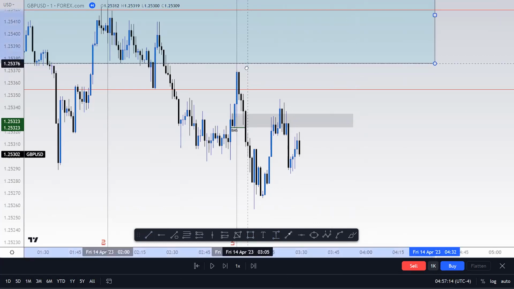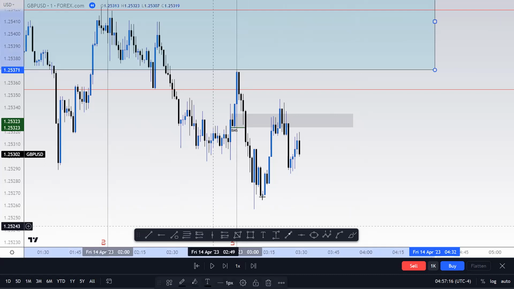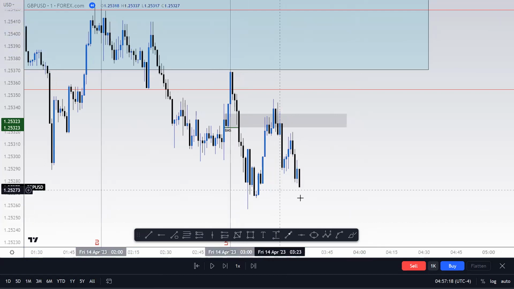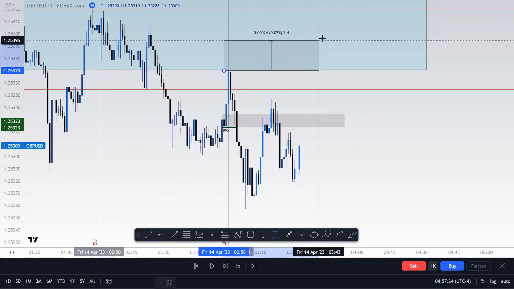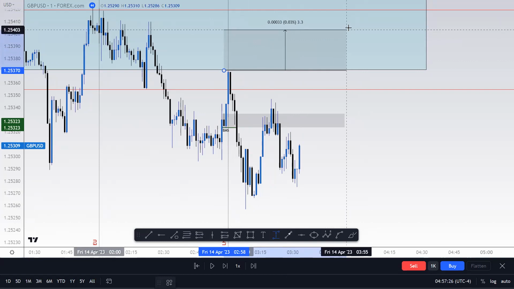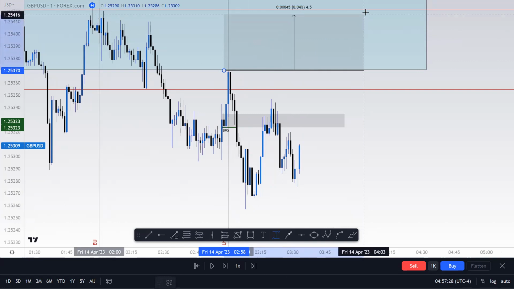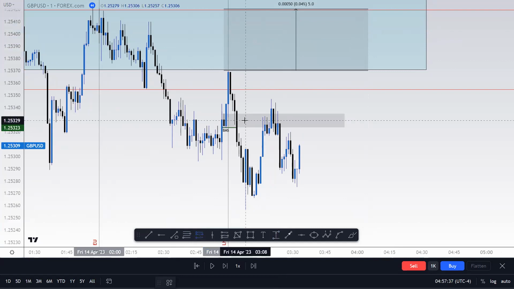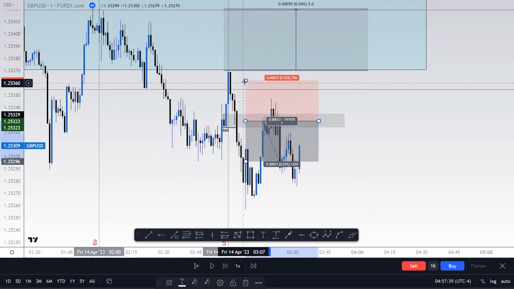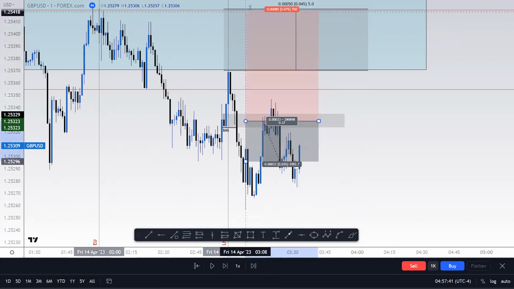Wait, what's something I was looking for? There you go. All right, so just doing 5 pips. There we go. So short position from the midpoint of the breaker, stop loss 5 pips above the high.